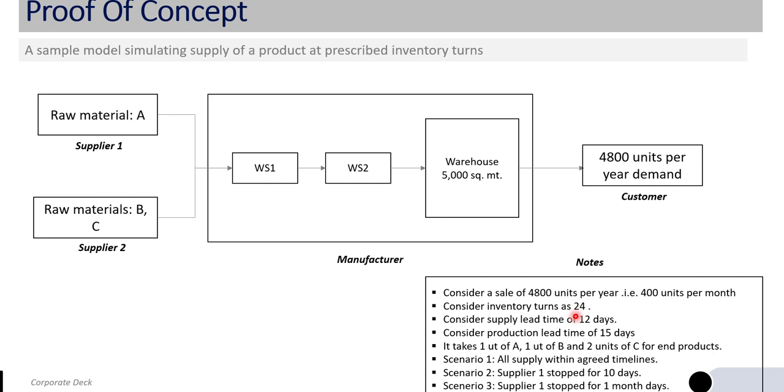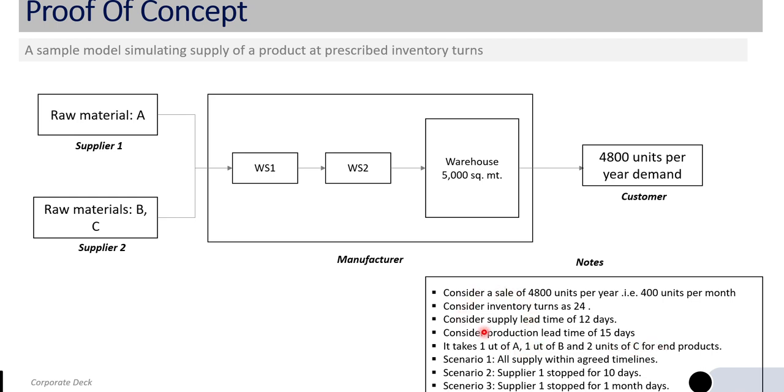This means at the start of each year we have as much raw material in our inventory as is required to produce 200 units of finished product. We are assuming a supply lead time of 12 days and a production lead time of 15 days. We also need 1 unit of raw material A, 1 unit of raw material B and 2 units of raw material C to produce 1 unit of the finished product.